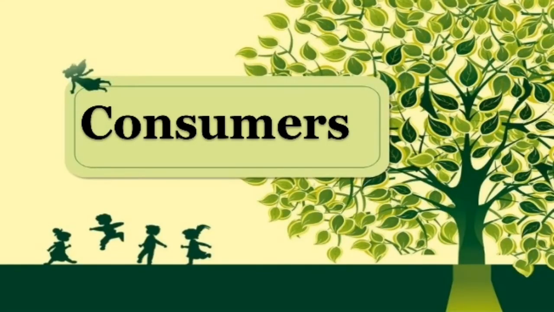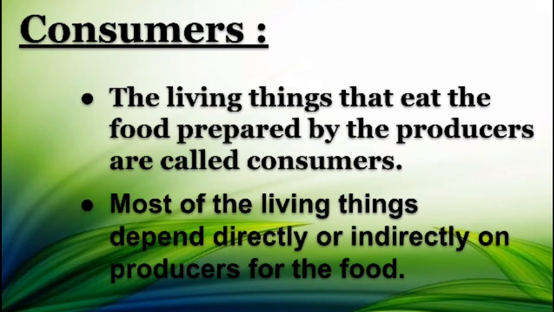Next, let's see consumers. What is consumers? The living things that eat the food prepared by the producers are called consumers. Most of the living things depend directly or indirectly on producers for the food.